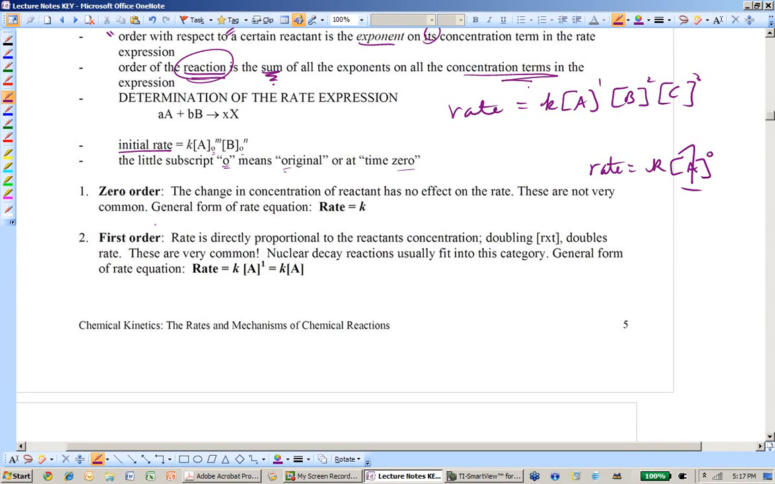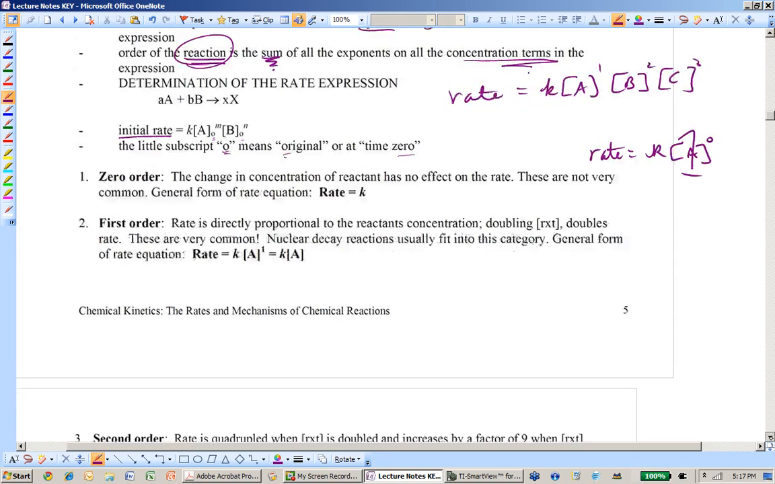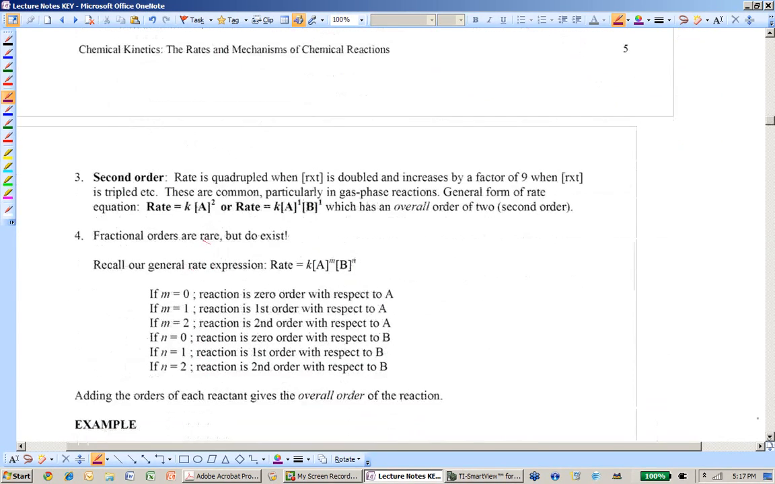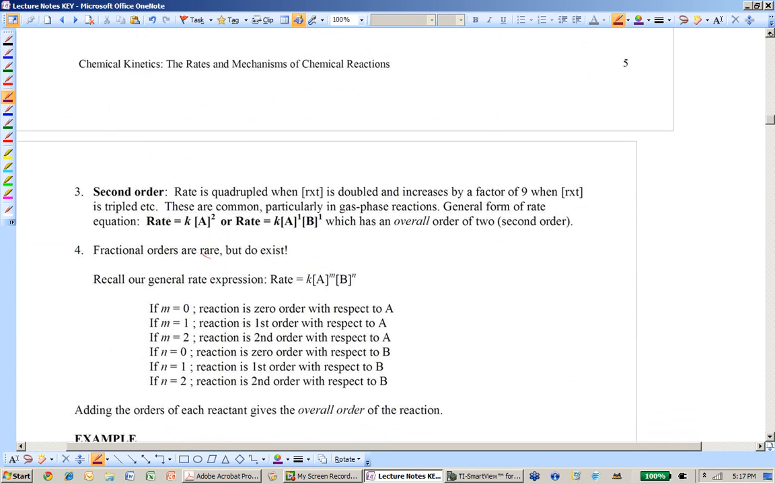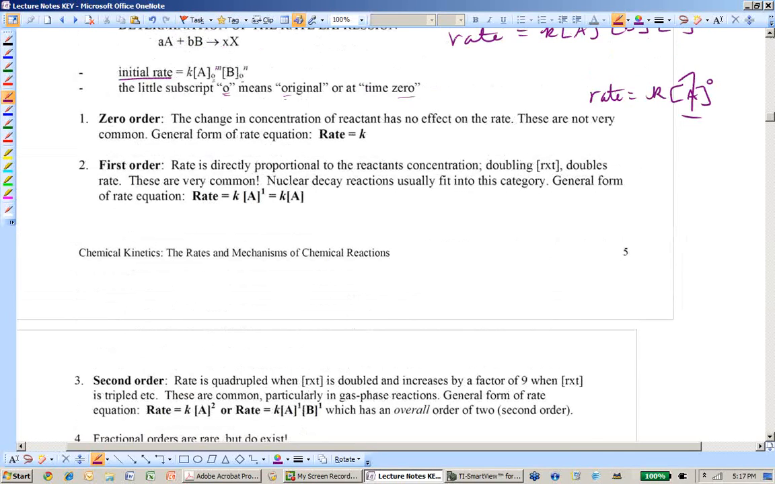So the general form of the rate equation is rate equals K times concentration of A to the exponent. First order means exactly that, there's an exponent of 1, so rate would equal K[A]. Nuclear reactions, decay reactions, usually fit into this category. So it's pretty common to have exponents of 1, and it's pretty common to have exponents of 2. I should give a little more time to this. I'm sorry, let me back up just a minute.